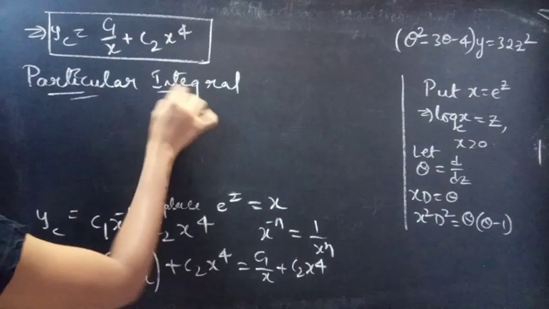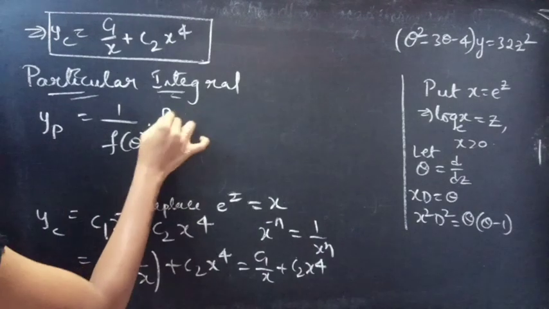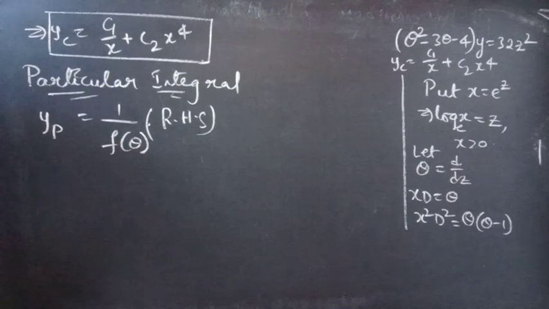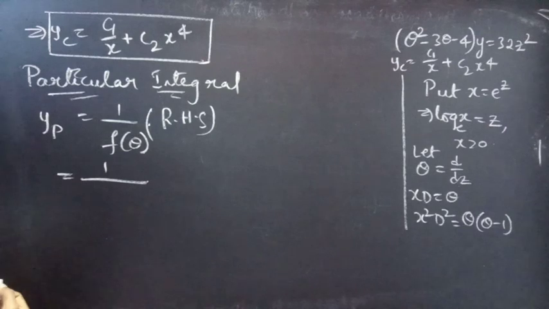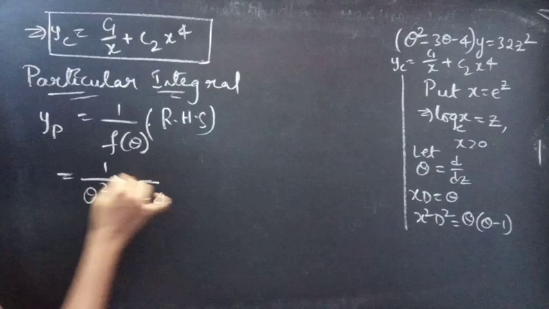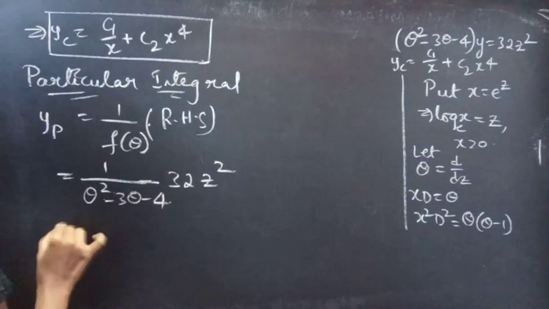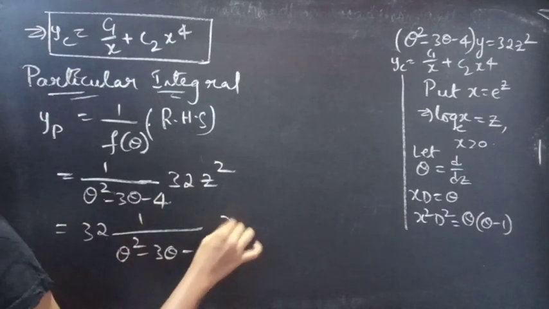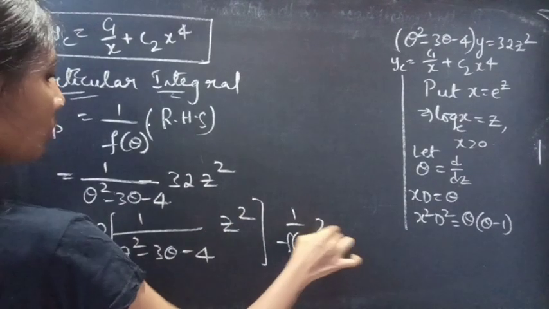We can find the particular integral using yp equals 1 by f of theta into the RHS part. Then yp becomes, we have f of theta, theta squared minus 3 theta minus 4, and RHS is 32 z squared. We can write it as 32 into 1 by f of theta into z squared. See, this is of the form 1 by f of theta into z power k.